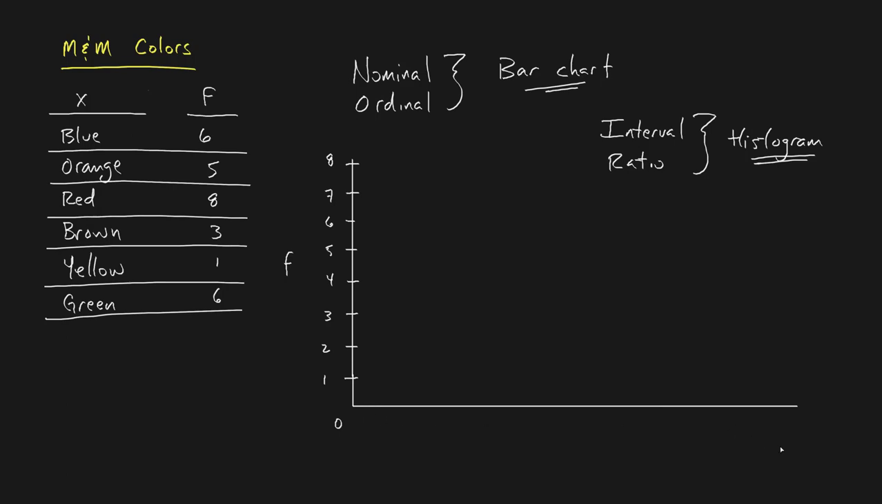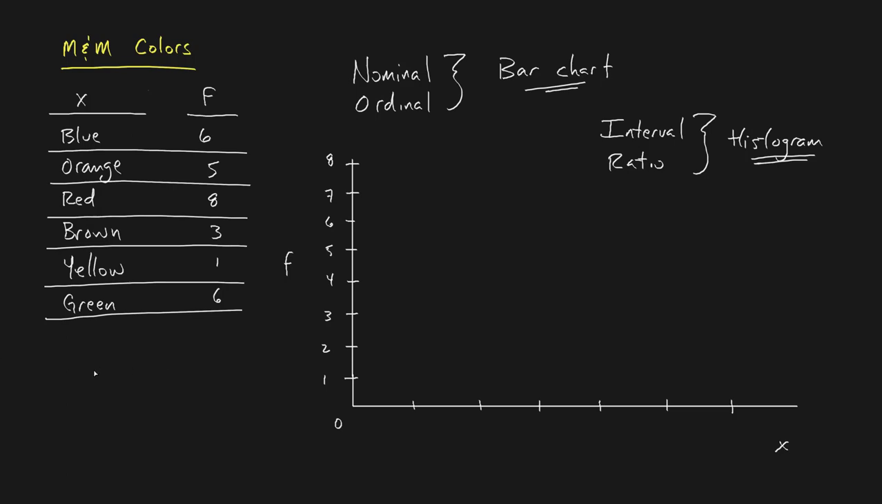On the horizontal axis, where we would put X, we have to label our categories. But our categories now are not numerical. They're just going to be a bunch of categories called blue, orange, red, brown, yellow, and green, and so on. So I'm going to create a spot for each of those. So this will be green, yellow, brown, red, orange, and blue. And so I'm going to label these.